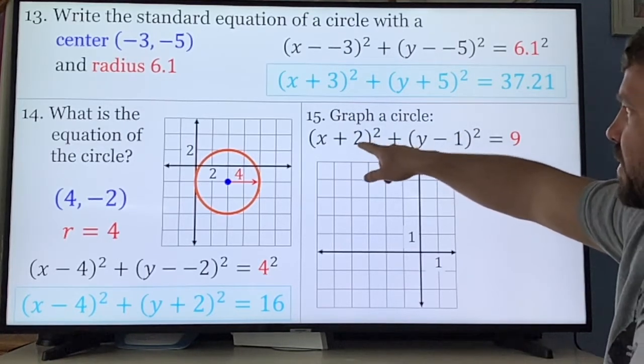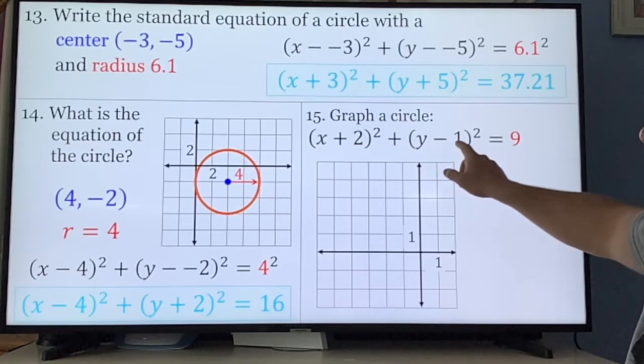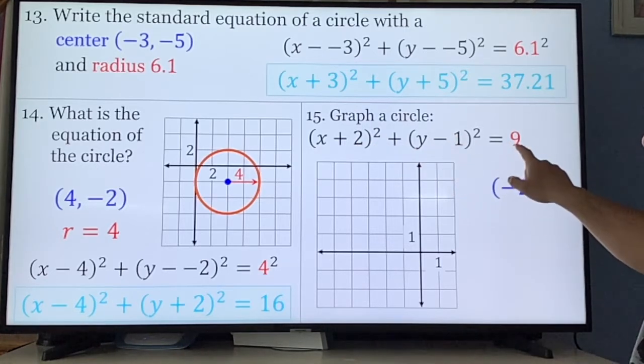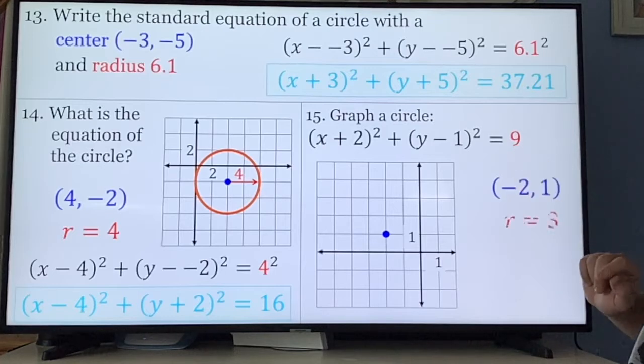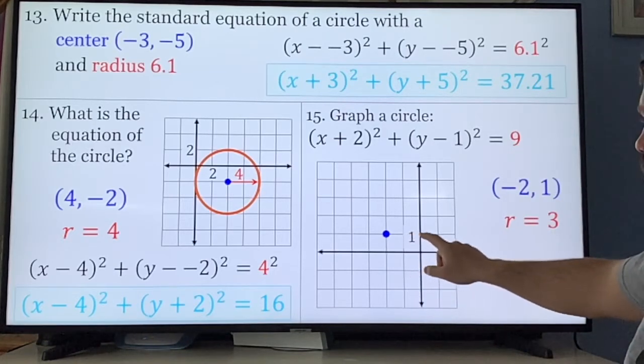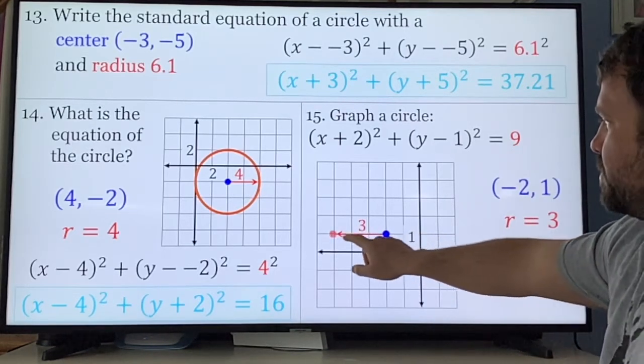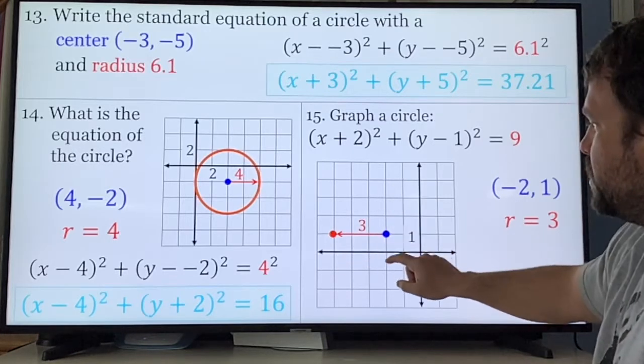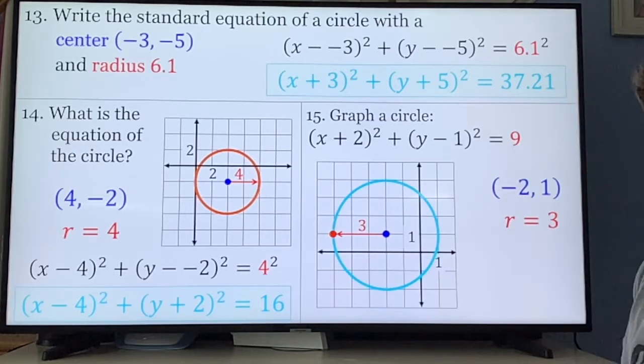Graph the circle. H, negative 2, 1, square root of 9, 3. Oh, went the other way. 1, 2, 3, 1, 2, 3. And I got my circle. Awesome.